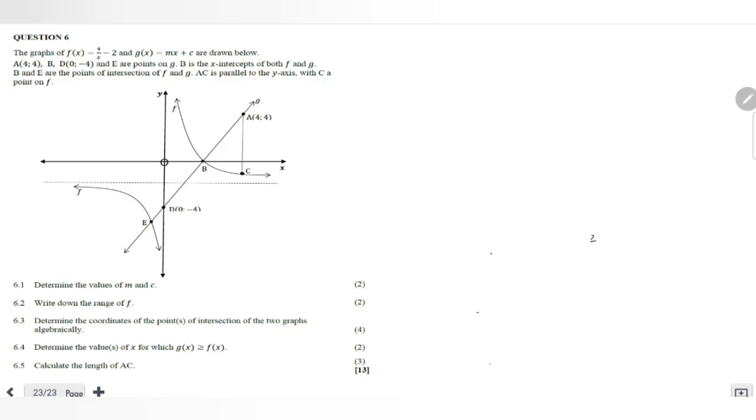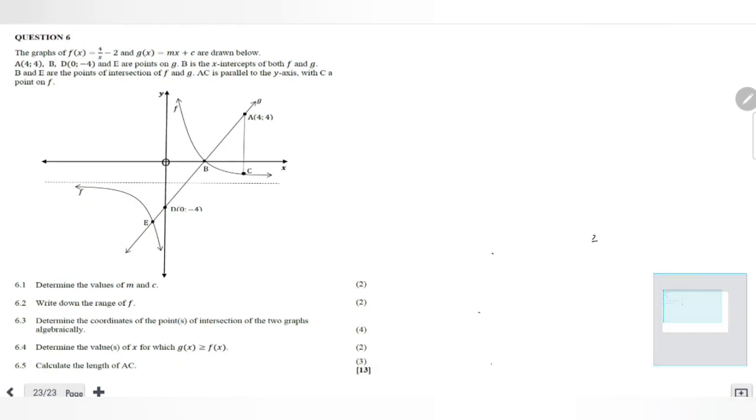Where are they? At B, the parabola and a straight line are meeting each other. Then at E also they are meeting each other. So you have to find the coordinates of B and E. What is the method, guys? Algebraically, how do we get it?